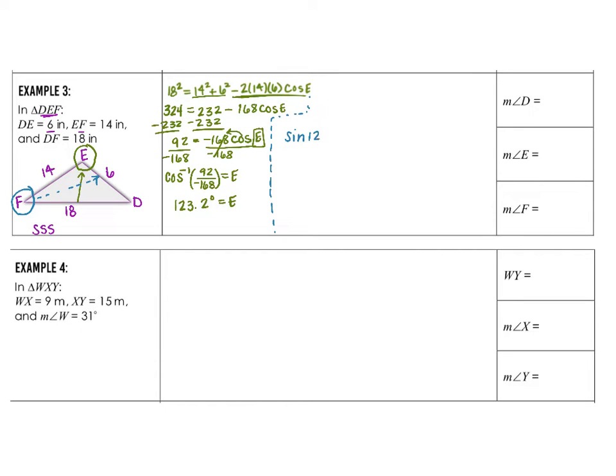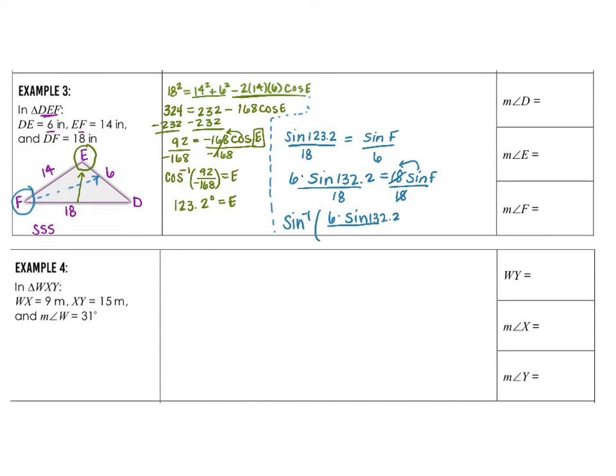of 123.2 over that side opposite, which we were given is 18, that's going to be equal to sine of angle F over 6. And then you can cross multiply, so you have 6 times sine of 123.2. And that's going to be equal to 18 times sine of F. Divide both sides by 18. And then finally, again, you're solving for angle F, so sine needs to be moved to the other side, and you can put every bit of this in your calculators. You're going to have 6 times sine of 123.2 all over 18. That's going to be equal to angle F.